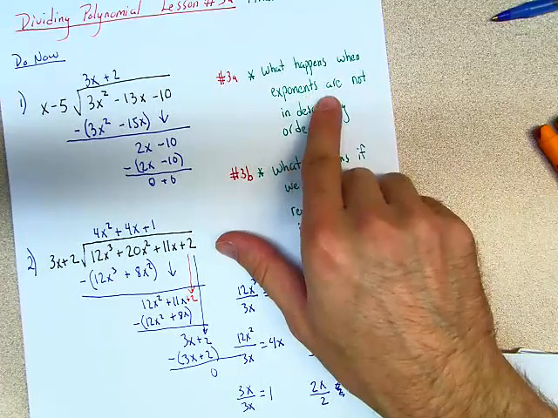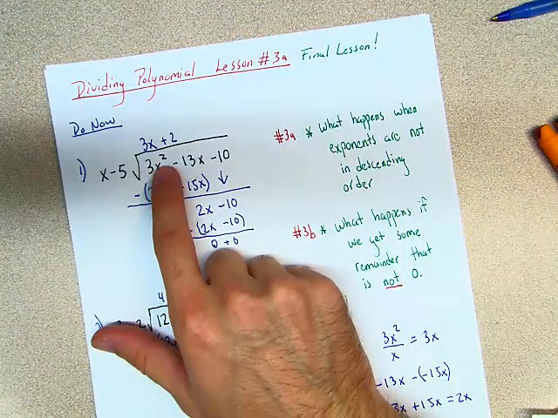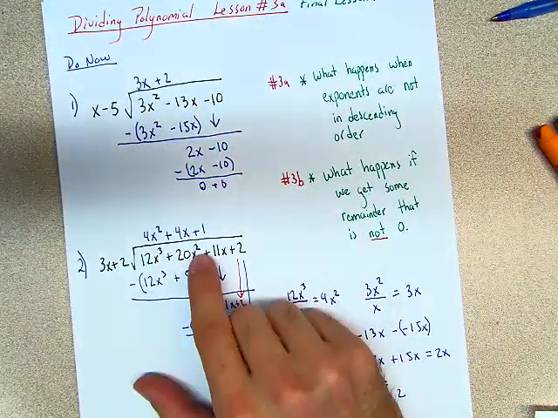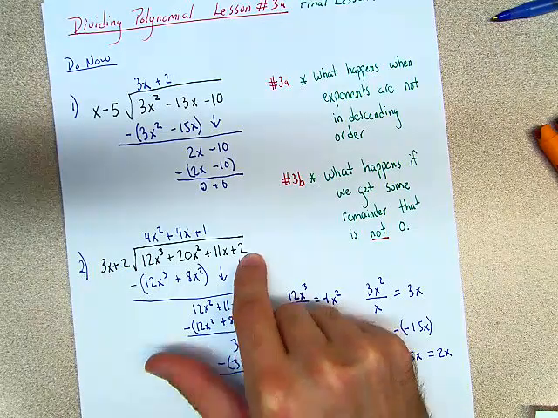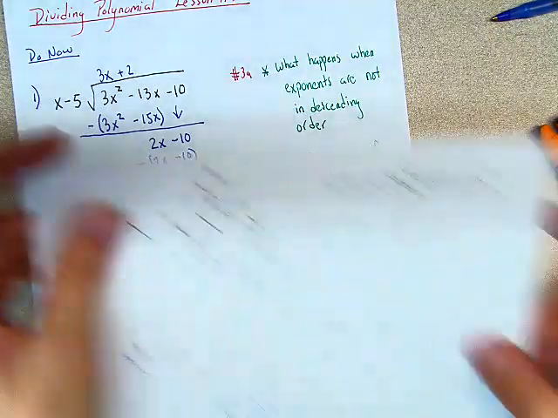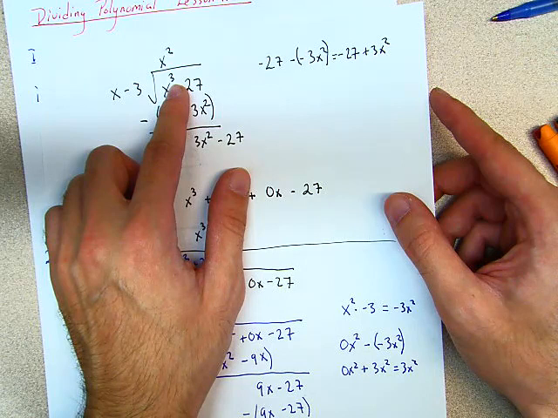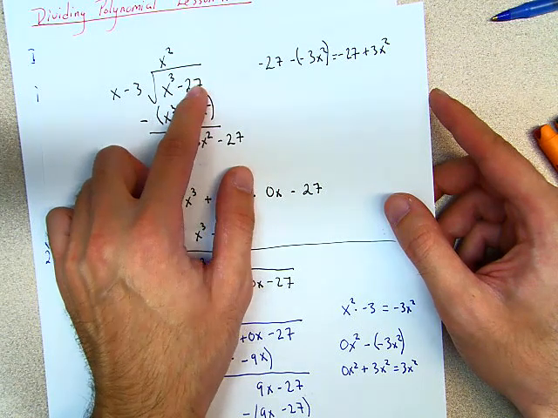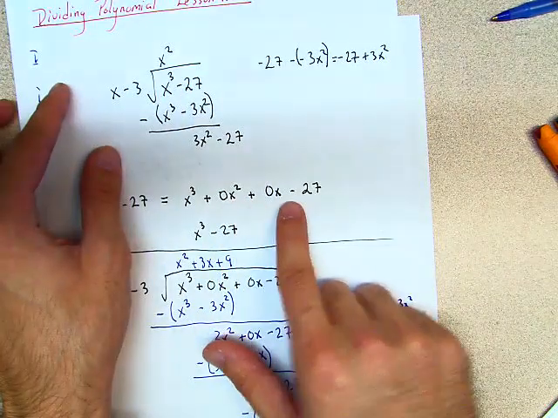What happens when the exponents are not in descending order, right? These were in descending order, right? It was 2, 1, 0. 3, 2, 1, x to the 0, right? Isn't there an x to the 0 here? There is an x to the 0 there. Here you did those problems. You see, it's not in descending order. It's x to the third. There is no x squared, no x to the 1. I mean, you could show it like this, right? And that's what you did.